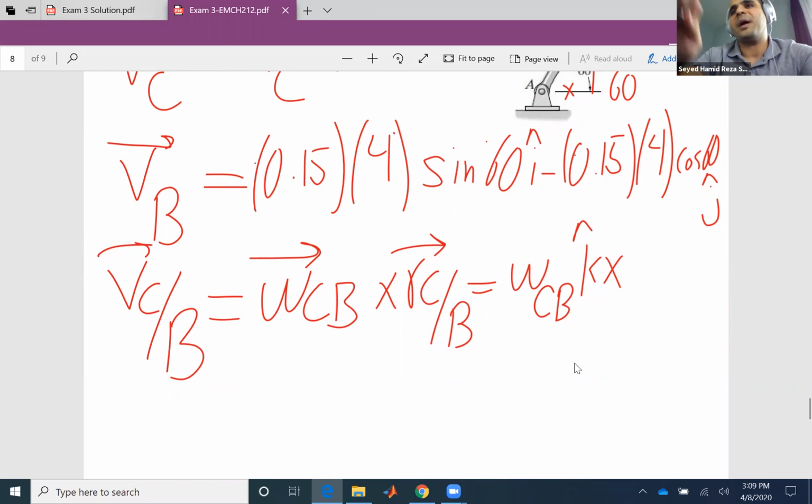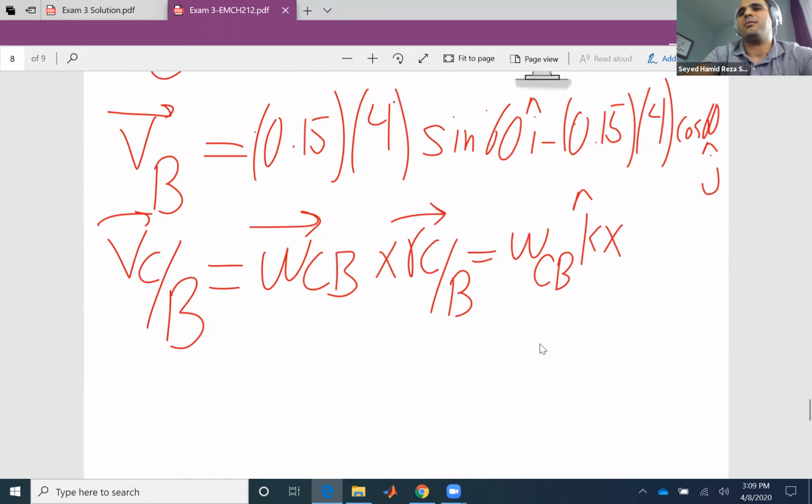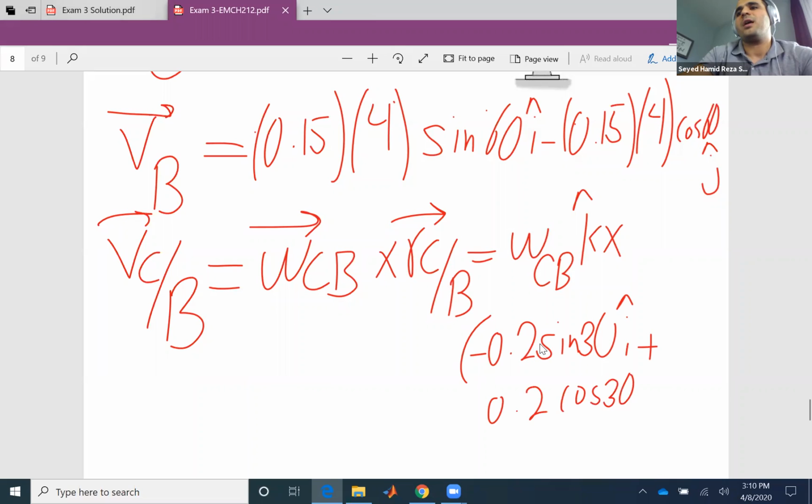RCB, C with respect to B, which means from B to C. So we want to find this vector. We have the dimension 200, we have the angle. So the y component would be positive and the x component would be negative. I don't have room over there, so let me write it here. Negative 0.2 sine 30 I plus 0.2 cosine 30 J.